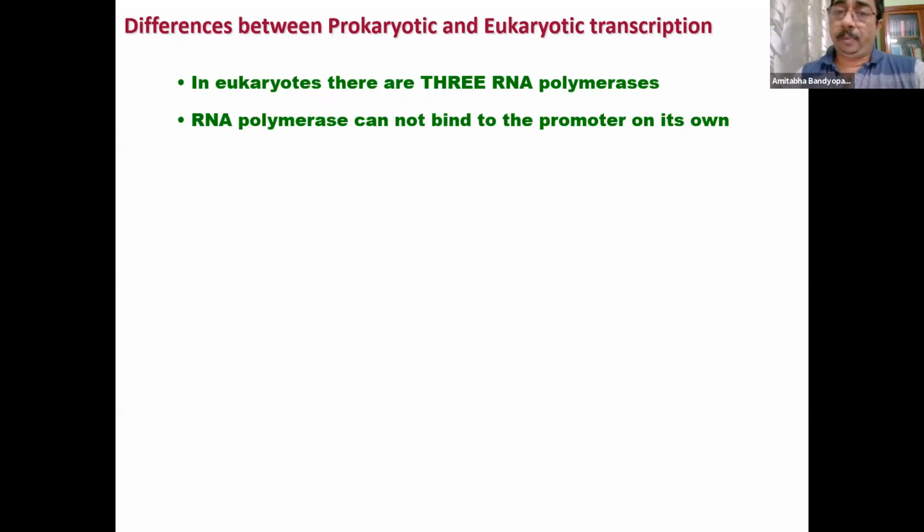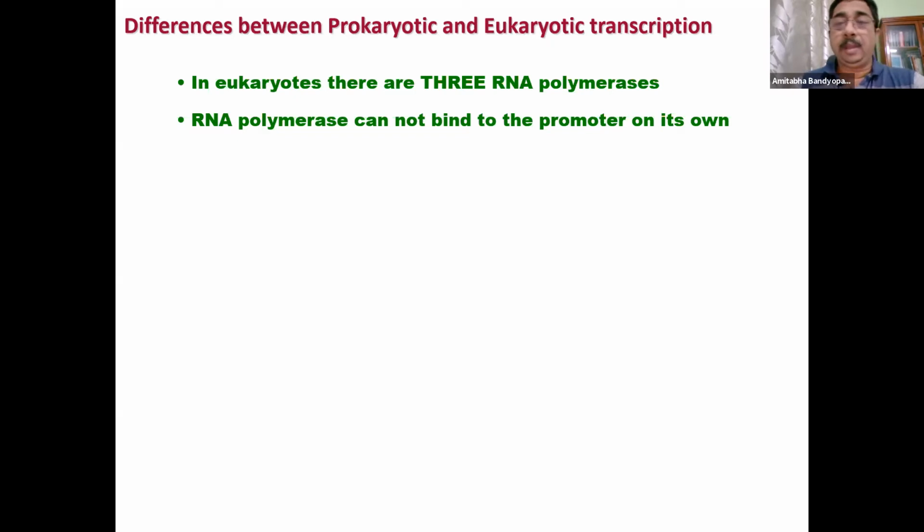This is very important: unlike in the prokaryotes, in eukaryotes, RNA polymerase cannot bind to the promoter on its own. Please remember that in prokaryotes, the sigma subunit is part of the RNA polymerase. Okay, how was this demonstrated?